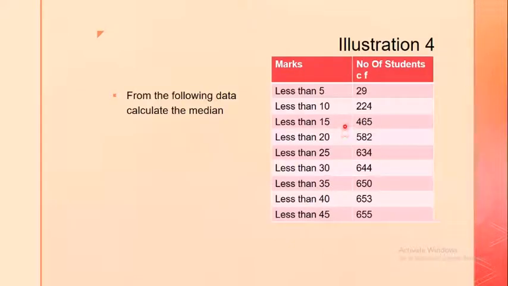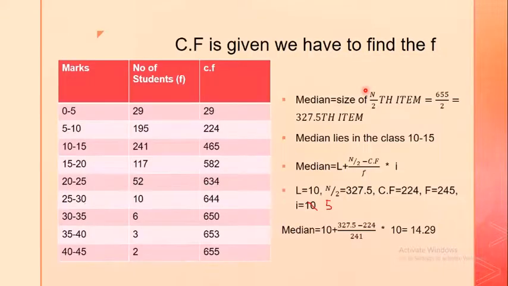Now I will move on to another illustration where the marks is given as less than 5, less than 10, less than 15, etc. up to less than 45 with the cumulative frequency. So first you will have to rearrange the whole data. Now here the marks should be displayed as classes, and you have to find out the corresponding frequencies from the cumulative frequency. So let's see.